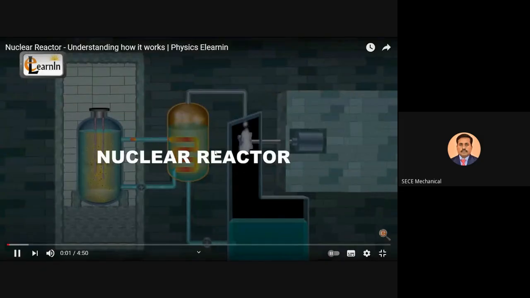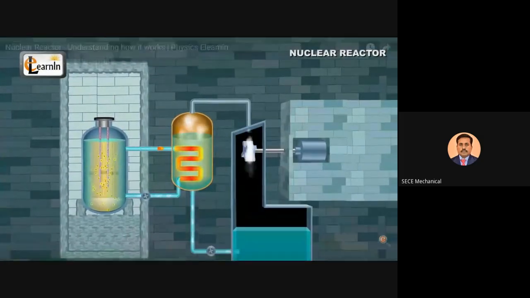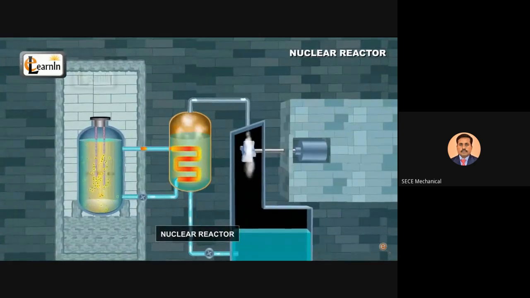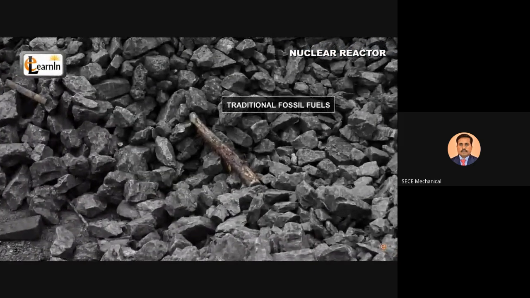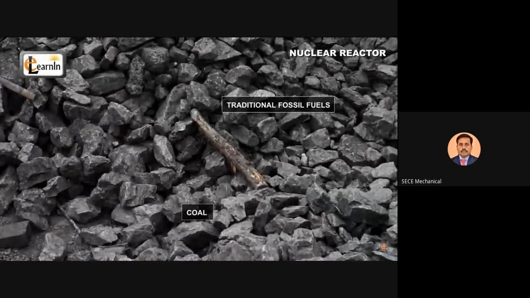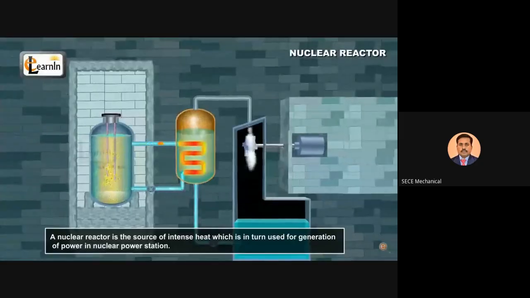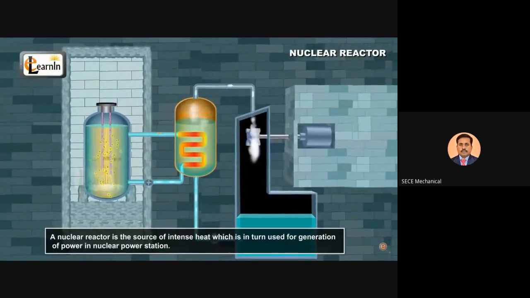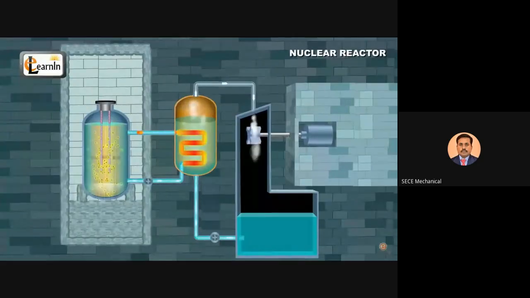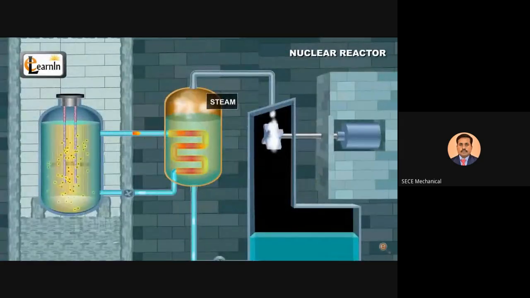Nuclear reactor. In this video, we're going to learn about the nuclear reactor. Nuclear reactors are modern-day devices extensively used for power generation, as the traditional fossil fuels, like coal, are at the brink of extinction. A nuclear reactor is the source of intense heat, which is in turn used for generation of power in nuclear power stations. Its mechanism is similar to that of a furnace in a steam generator. The steam is used to drive the turbines of the electric generator system.